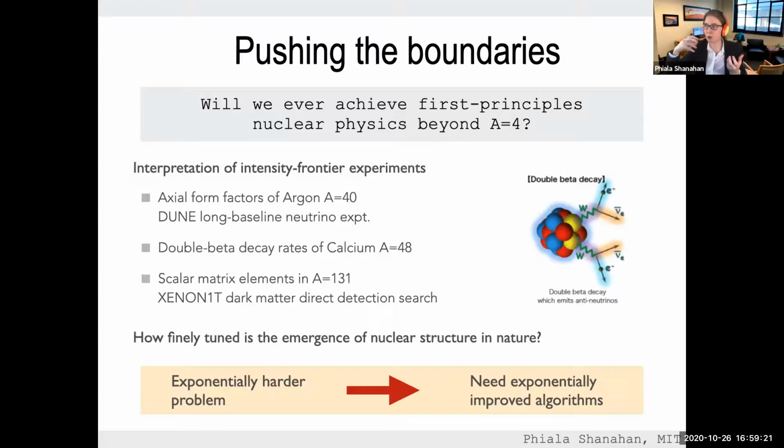Double beta decay experiments are looking to see if the neutrino is its own antiparticle or not. The lightest nucleus that undergoes double beta decay is calcium, A=48. We'd love to be able to calculate decay rates there. Like I said, scalar matrix elements, we'd like to know them in xenon, not in helium. So what's stopping us is really that these are exponentially harder problems. So if we want to have any hope, we need exponentially improved algorithms.